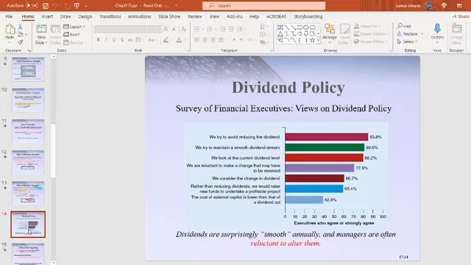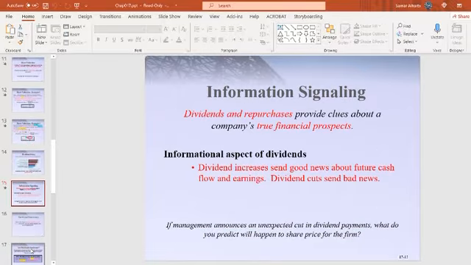So they would ask, is smoothing very dangerous? We should not play with it as a financial manager. Why? Actually, it is in the next slide. Because of the information signaling. Dividends and repurchases provide clues about the company's true financial prospects. So when the company distributes dividends or buys its own shares, this gives some signal to me as a shareholder whether the company is good or not.